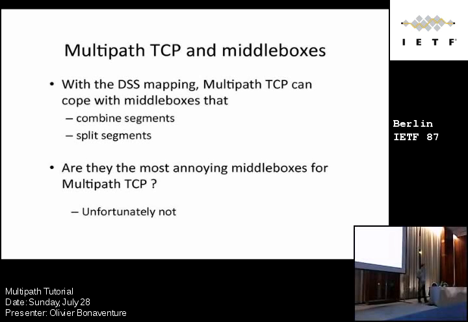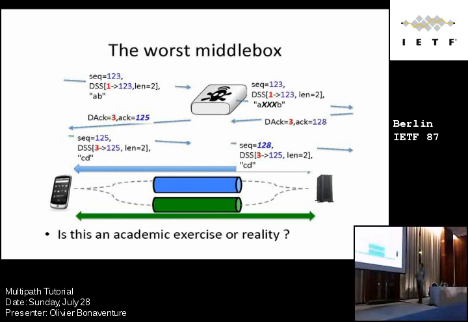Is it the worst middle box that we have to deal with? Unfortunately not. The worst middle box that we have to deal with in Multipath TCP is the following. I'm sending data, and I indicate in the DSS option the mapping between the data sequence numbers and the subflow sequence number, and I indicate that the mapping is valid for 2 bytes.